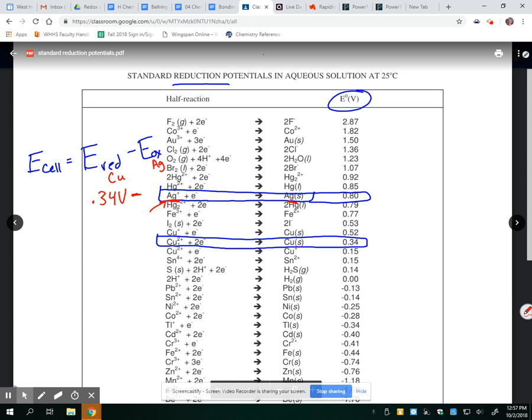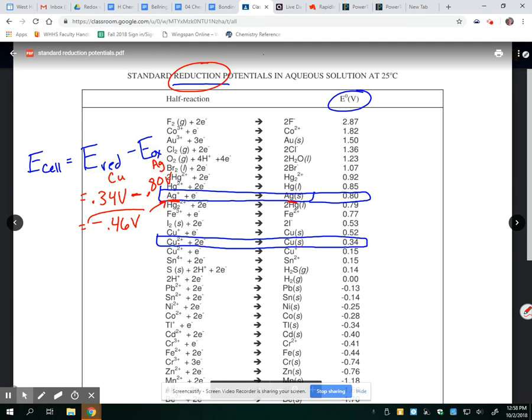So this reaction is the one that's written reverse, and we'd expect that because it is an oxidation reaction, not a reduction reaction. So we're still going to put this number, 0.80 volts, and then we can figure out our cell potential. So it's going to be negative 0.46 volts.